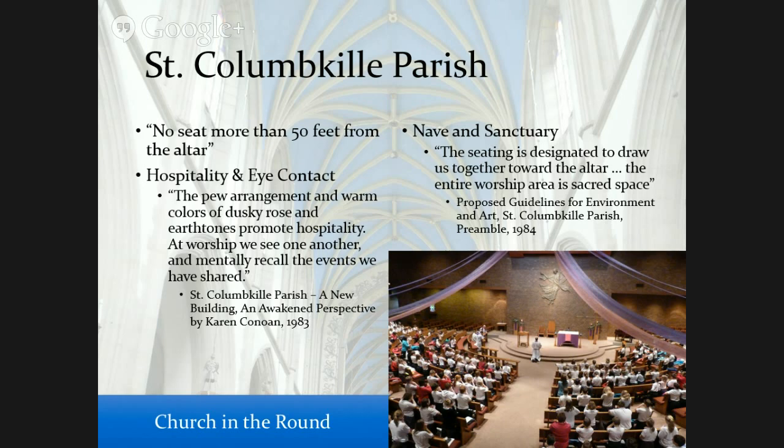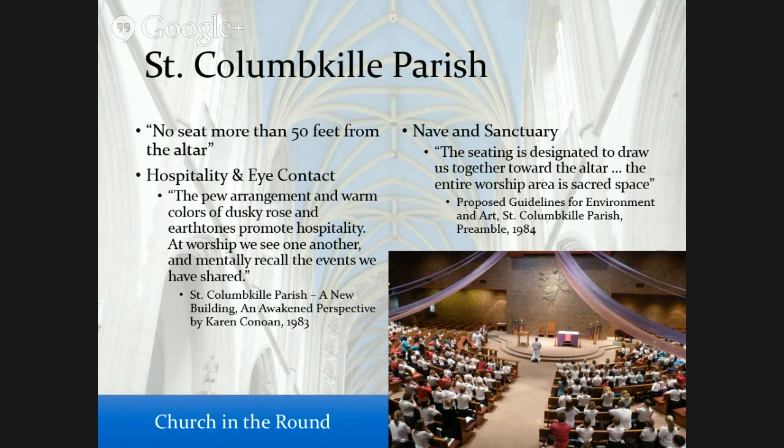So you can see that it's very much a principle that comes from the document. Also, the nave and the sanctuary. I didn't mention this earlier, but Art and Environment pretty much makes no distinction between the nave, the place where we sit, and the sanctuary, the area where the altar is. Throughout tradition, remember, it stems all the way back from the tent and the temple, the distinction between the holy place and the Holy of Holies. That was carried all the way through, but then during the modernist time period, they basically wanted to remove that, so that the seating is designed to draw us together toward the altar. The entire worship area is sacred space. So there's really no distinction between the two, and the flooring was all the same, to emphasize the fact that there is no longer a holy place versus the Holy of Holies.